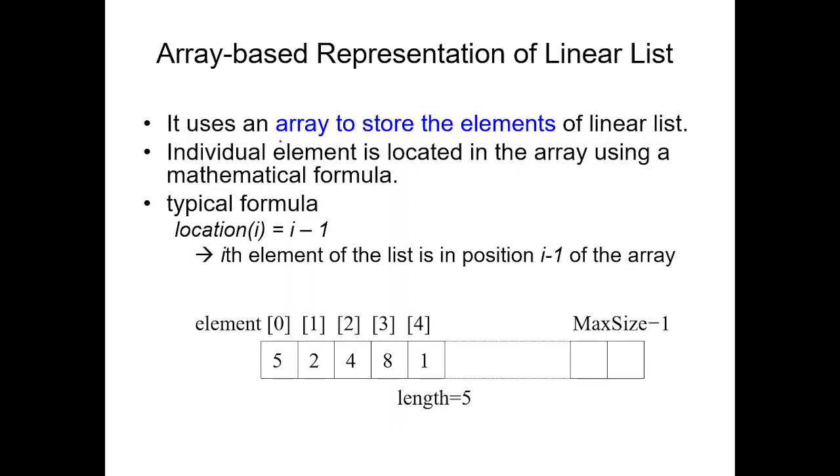It uses an array to store the elements of the linear list. So say these are the elements of the linear list: 5 2 4 8 1. ठीक है? और इन elements को कहाँ पे store किया है? इन elements को store किया है हमने एक array में. What is the size of this list? So the size of the list is 5. It has 5 elements. Size of the array is different, size of the list is different.